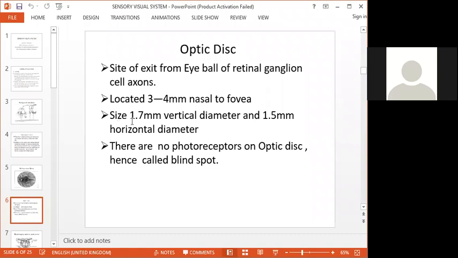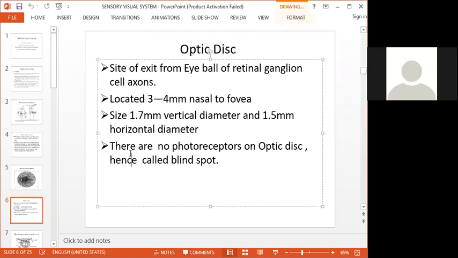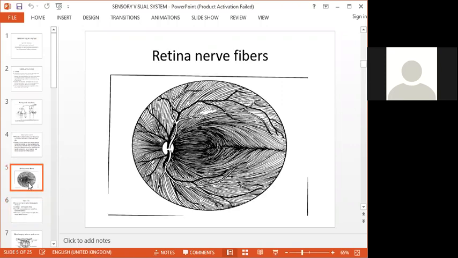Size is about 1.7 millimeters vertically and 1.5 horizontally. There are no photoreceptors on the optic disc, and hence it's called a blind spot. If light is just directed at the disc, there are no photoreceptors to appreciate that there is light. Light must hit here, out away from the disc. This is the most sensitive part.